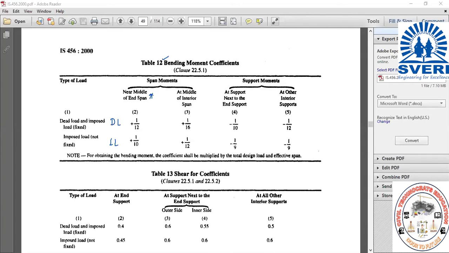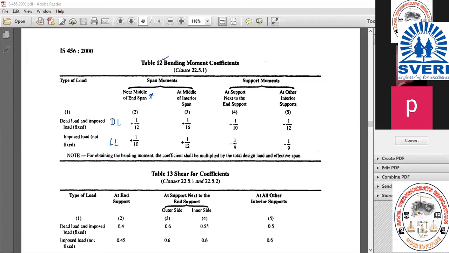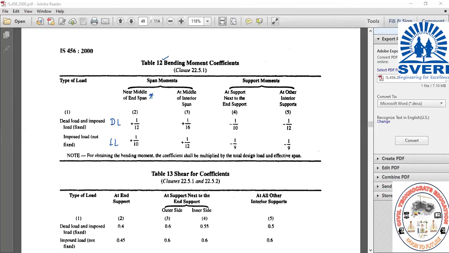Note down these coefficients so that every time we don't need to open the IS code. So at the middle, the coefficients are 1 by 12 and 1 by 10, both plus. Then at the support next to end support, the coefficients are minus 1 by 10 and minus 1 by 9.